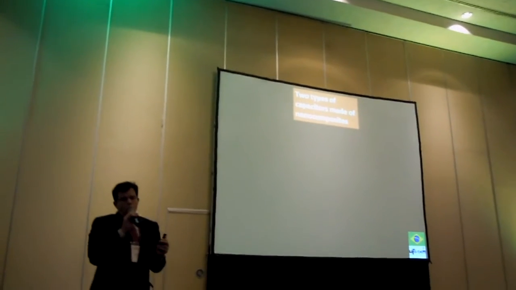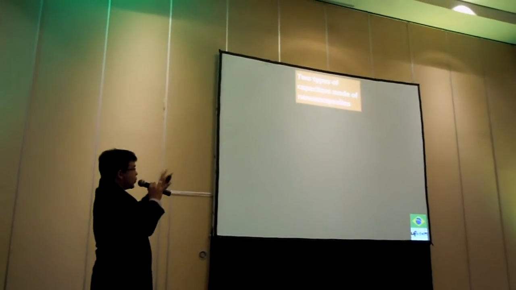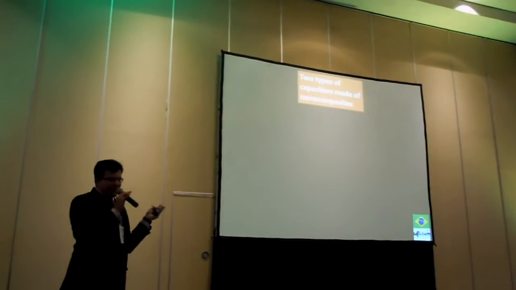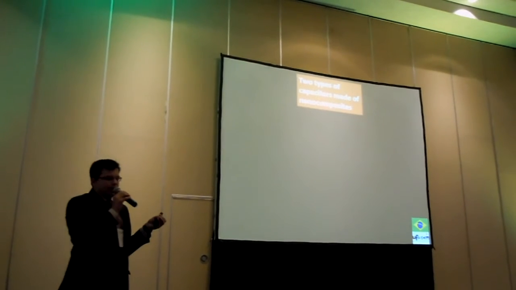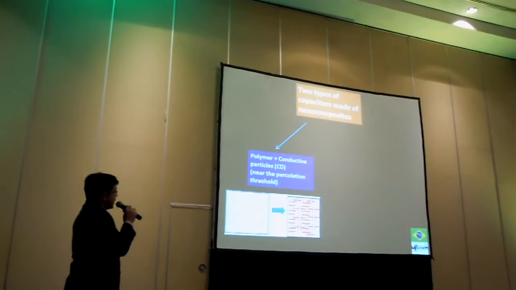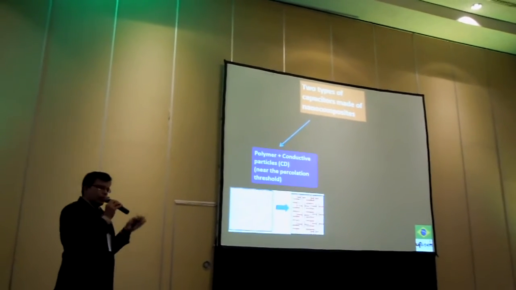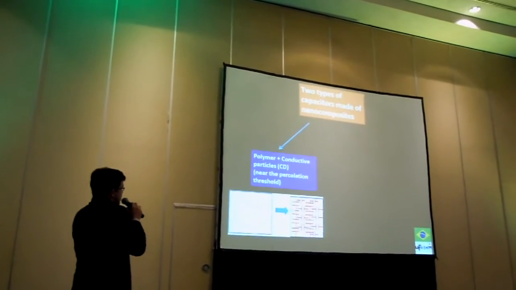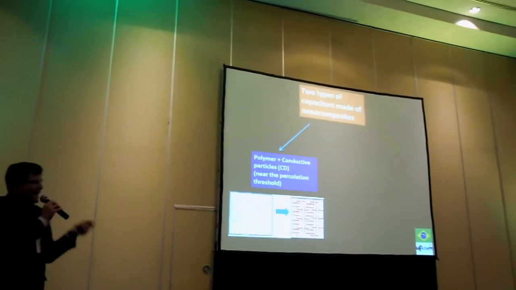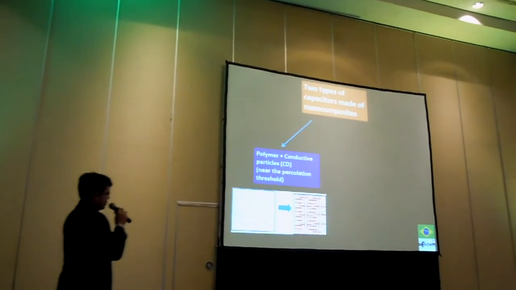Okay, it's important to know where we are in this world of materials to be applied in nanocapacitors. In talking about that, there are two types of capacitors made of nanocomposites. The first one is when polymer is mixed with conductive particles. It's known as CD. In this kind of situation, we work near the percolation threshold.